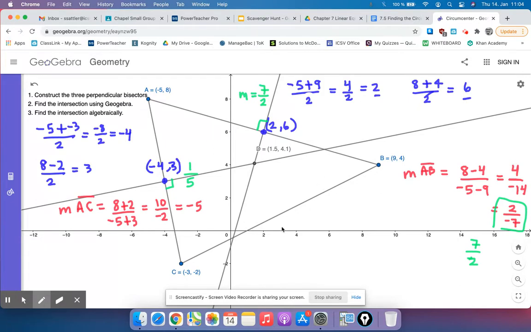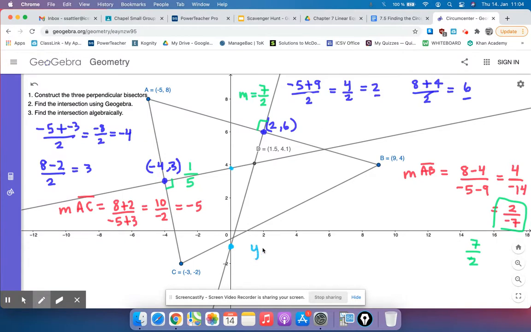So it makes sense. Okay, now that we have our slopes, we need to find the y-intercepts. And those are a little bit hard to see on the graph. Here's one y-intercept. This one has a y-intercept all the way down here. So we're going to have to find those by hand. So using the slope, let's find this y-intercept first.